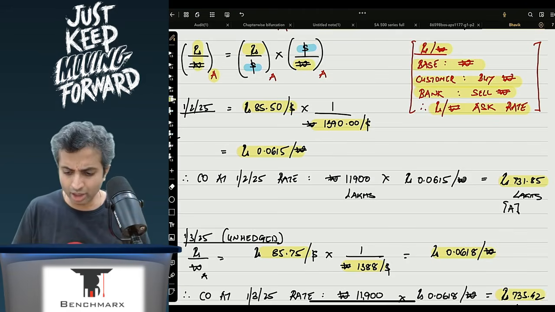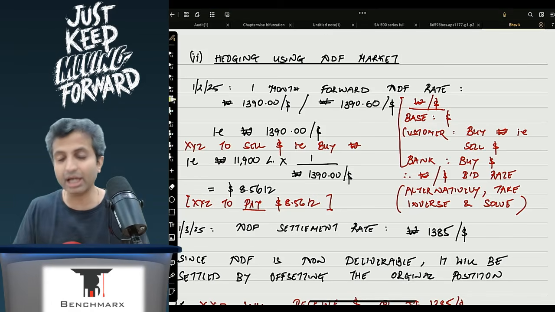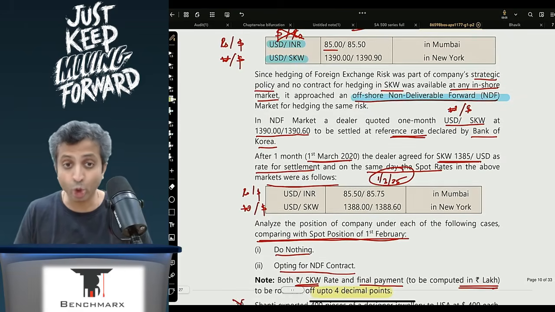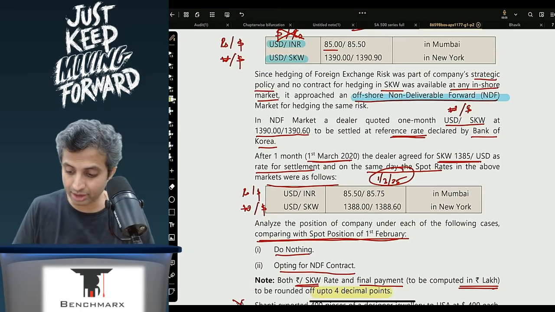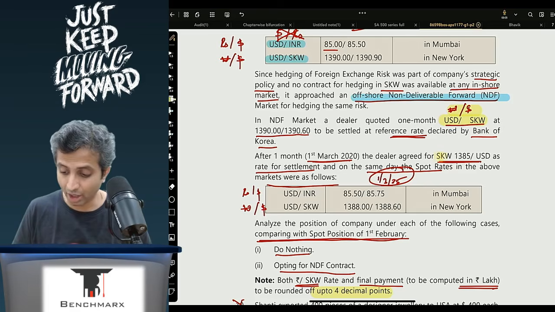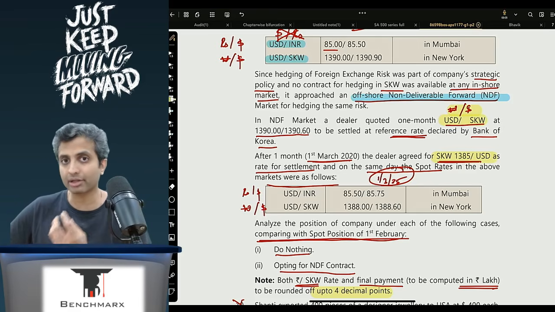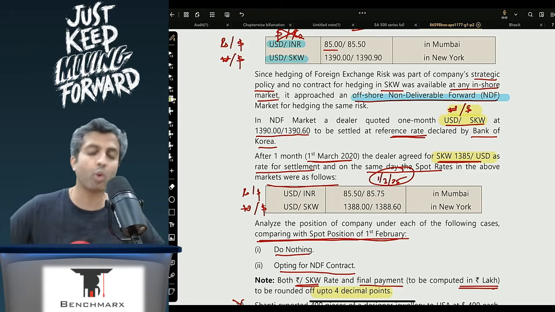Okay, so now what is happening is, things would have flown relatively smoothly, I would say, had the non-deliverable forward also been a rupees to the won. Now the problem over here is, in the non-deliverable forward, this is won to the dollar. Again, the settlement rate, this is won to the dollar, and as a result, now my contract necessitates me dealing in rupees on one side and won on the other side.